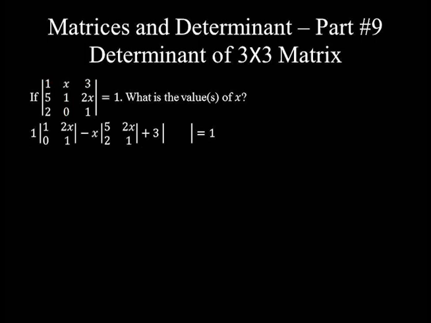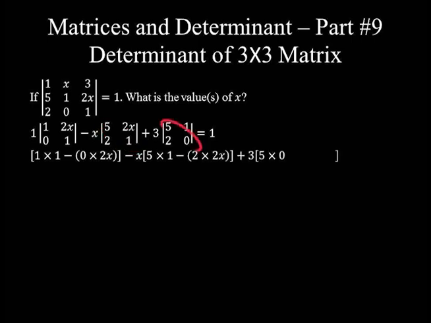The row and column associated with these three are row 1 and column 3. Crossing them out gives us 5, 1 in row 1 and 2, 0 in row 2, which is equal to 1. 1 times this determinant is the determinant itself. That's 1 times (1 minus 0 times 2x) minus x times (5 times 1 minus 2 times 2x) plus 3 times (5 times 0 minus 2 times 1), which is equal to 1.